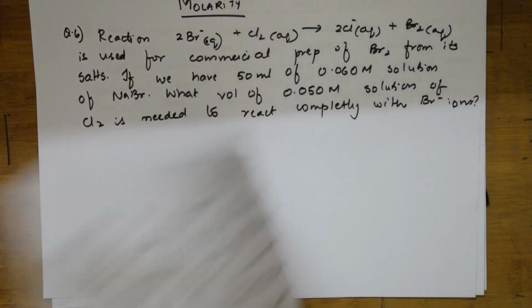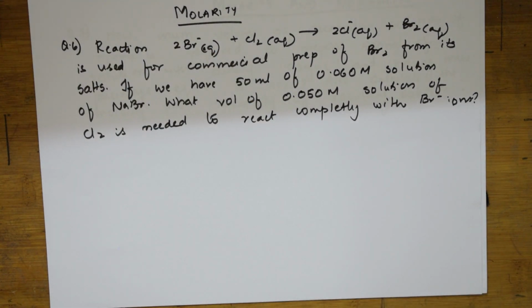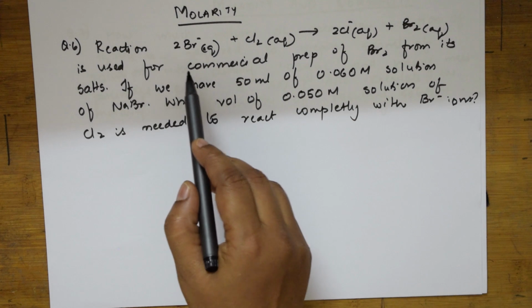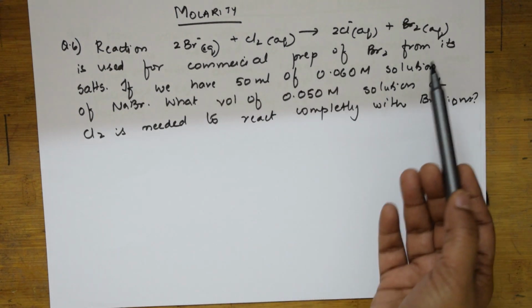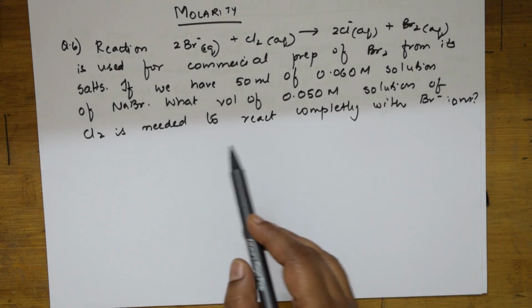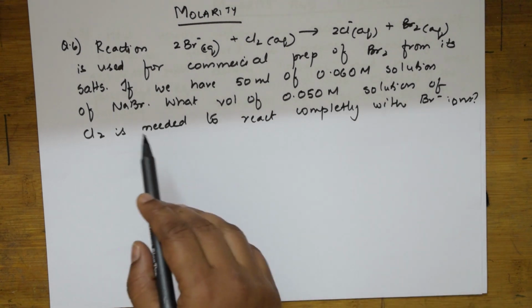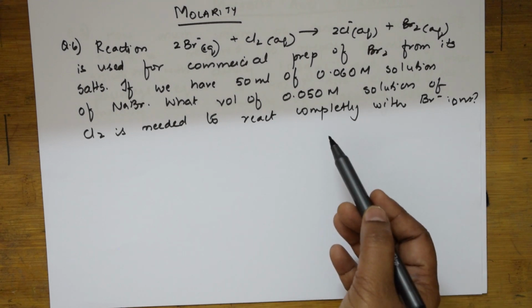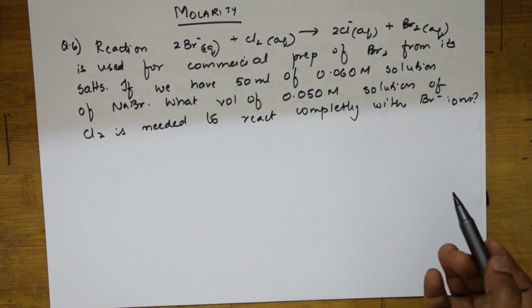So let us do the next numerical, which is based on molarity. Fine. So here there's one reaction given to you all. Basically, these are all comprehensive numericals. Let's do the reaction 2Br minus aqueous plus Cl2 aqueous gives 2Cl minus plus Br2, which is used for commercial preparation of bromine from its salts. If we have 50 ml of 0.060 molar solution of NaBr, what volume of 0.050 molar solution of chlorine is needed to react completely with Br minus ions?